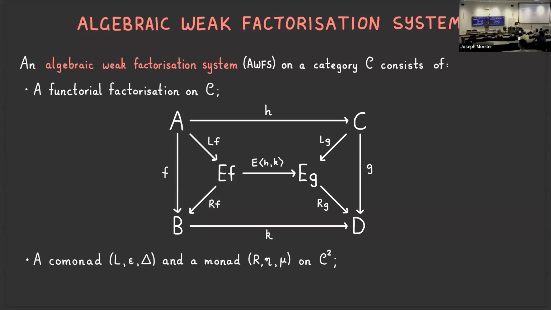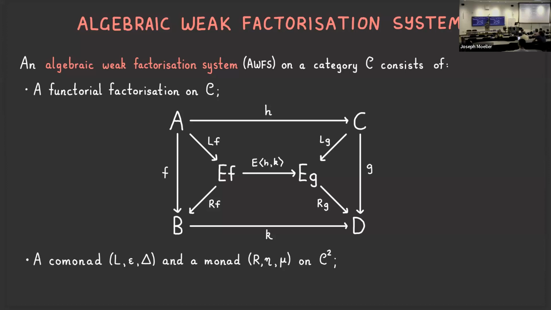From this assignment, from F to say L of F, this is giving you an endofunctor on the arrow category of C. And actually we require, as part of the data of an algebraic weak factorisation system, for this to give you a comonad. And likewise, the endofunctor which takes, say, F to R of F, we want to ask this to be a monad on the arrow category of C.